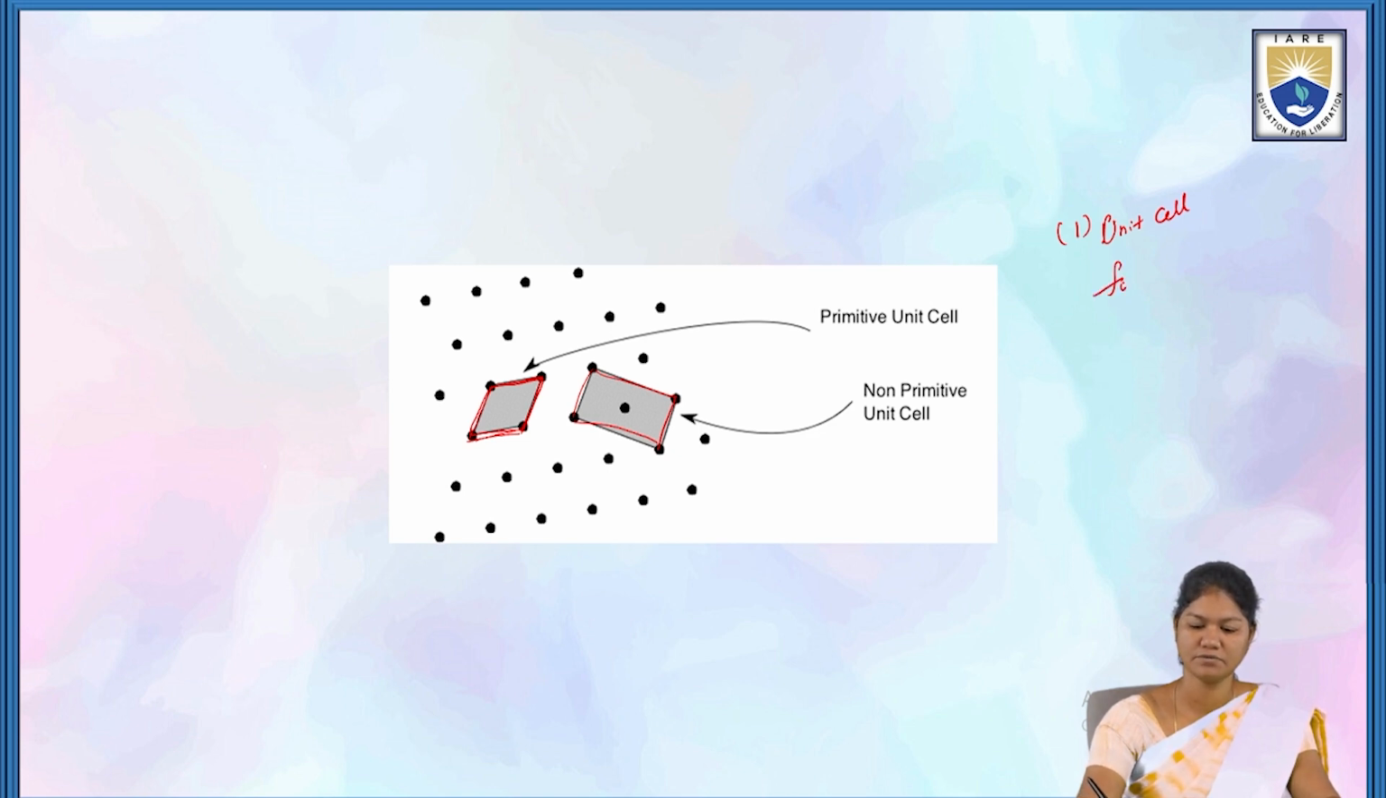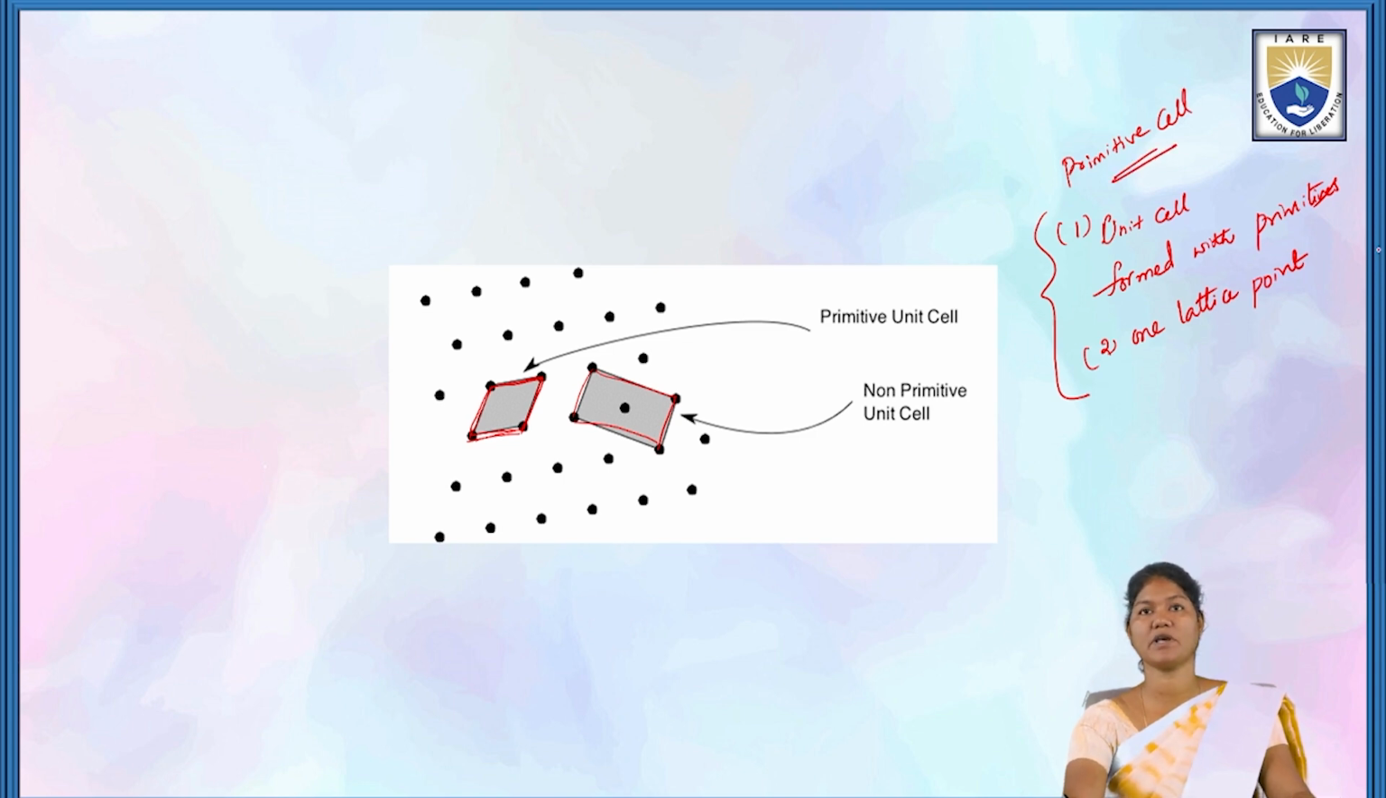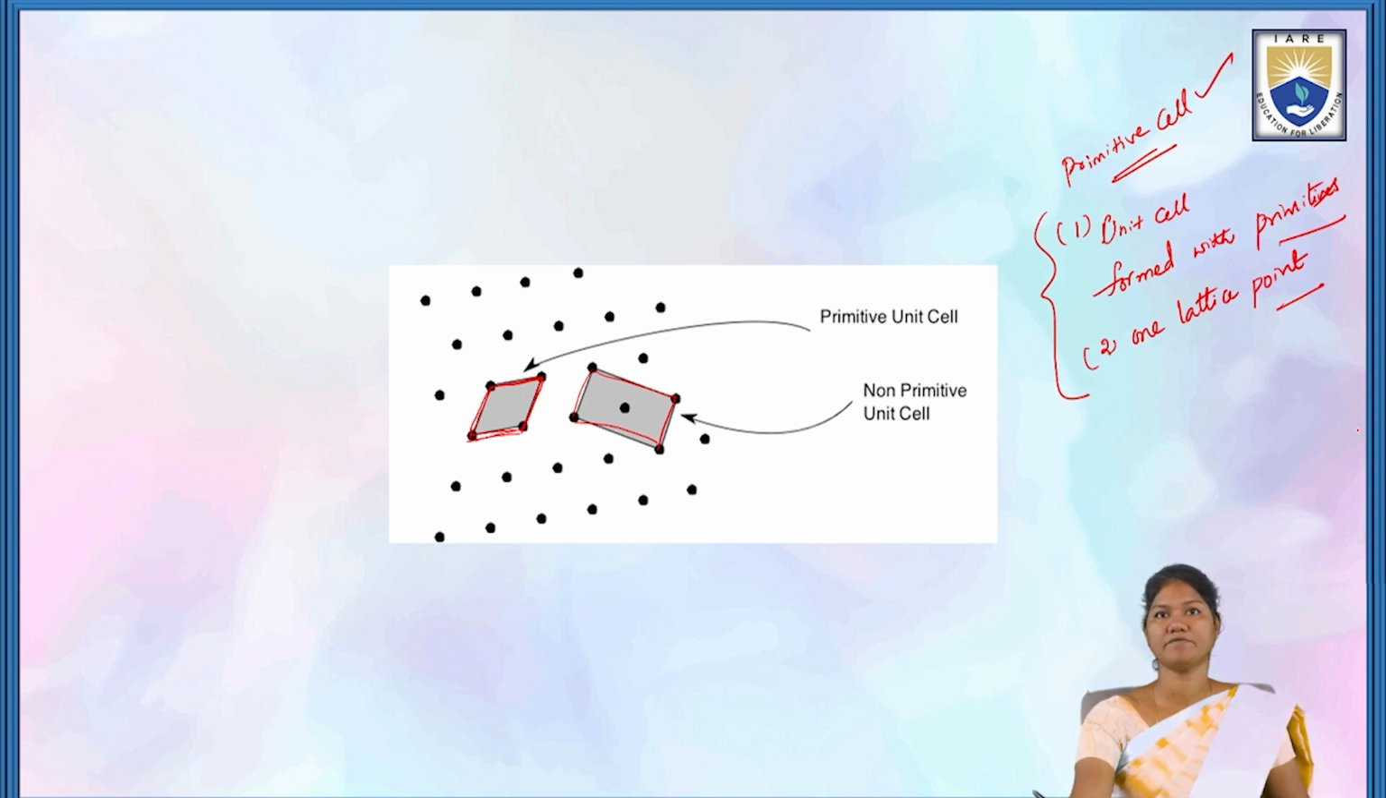A unit cell formed with primitives, and it should have only one lattice point. Then only we call it a primitive. So a unit cell is formed with primitives and it has only one lattice point. Then we call it a primitive cell.